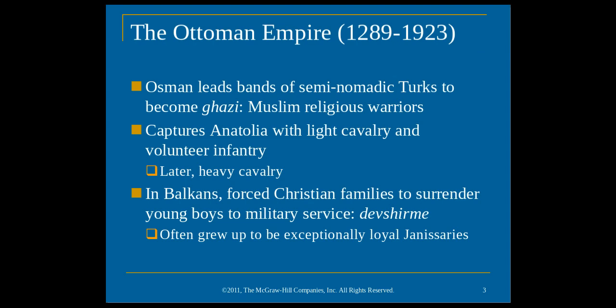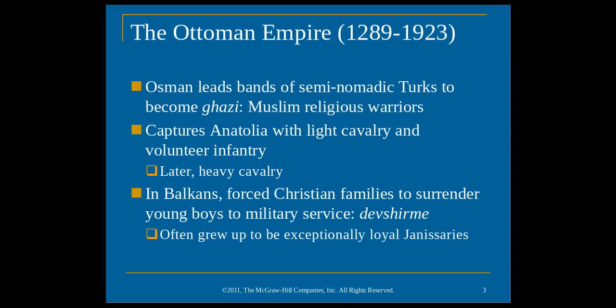All right, let's start with the Ottoman Empire. You see their dates, 1289 to 1923. In 1289, they are not big at all. The Ottomans will really make their appearance on the stage once they conquer Constantinople in 1453. But okay, so you get a man named Osman who leads this band of semi-nomadic Turks to become Ghazi. You need to know that term. That's Muslim religious warriors, the Ghazi.